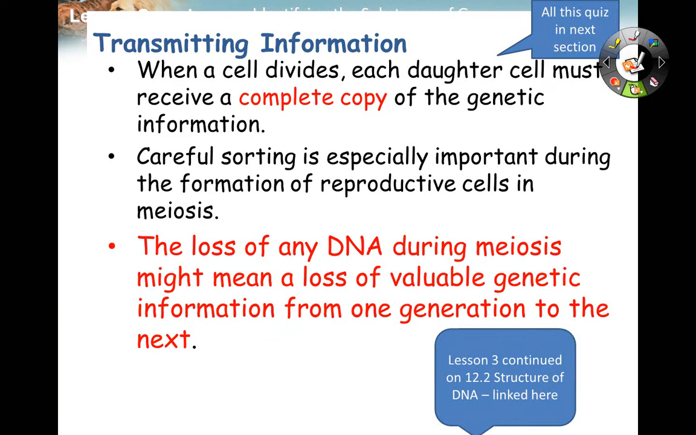Transmitting information. When a cell divides, each daughter cell must receive this complete copy of genetic information. If it's not complete, that can lead to all kinds of things like defects. So, if there's a loss of DNA during meiosis, that means that there might be a loss of genetic information from one generation on to the next.